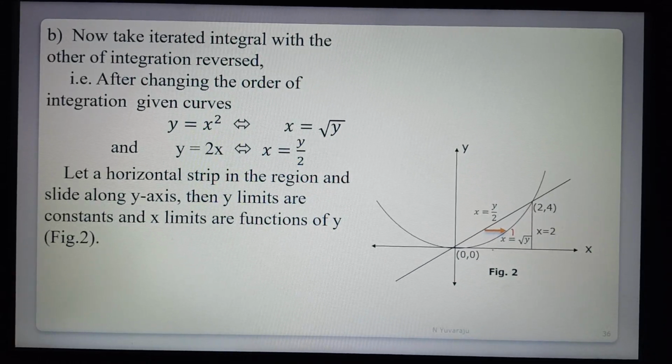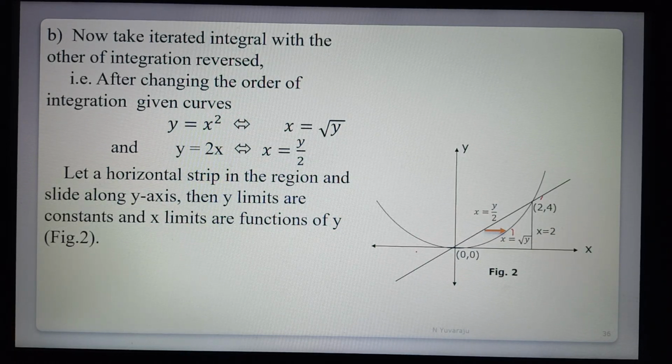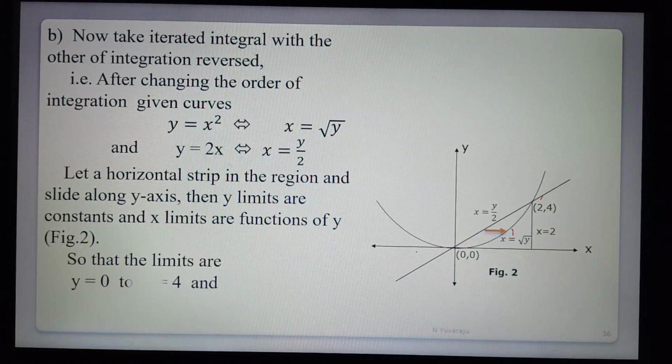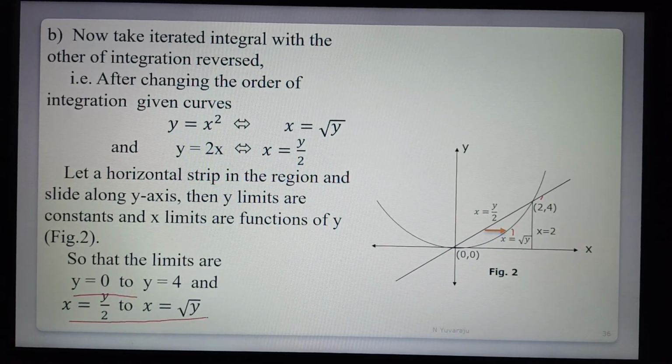So now choosing in the region of integration a horizontal strip. A horizontal strip means sliding along the y axis, and the y limits: where does the strip start? From 0, 0 to 2, 4, so the y limits are 0 to 4. So the x limits go left to right. The left curve is x equals y by 2 and the right curve is x equals root y. That is the new limits after changing the order of integration: y equals 0 to 4, and x equals y by 2 to root y. These are the new limits. Okay, now finding the integration.